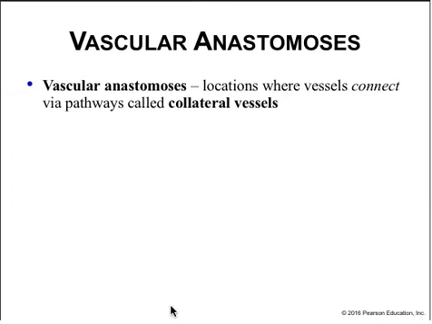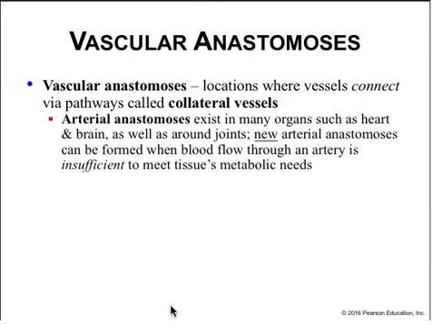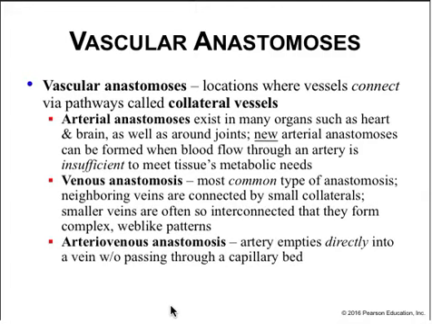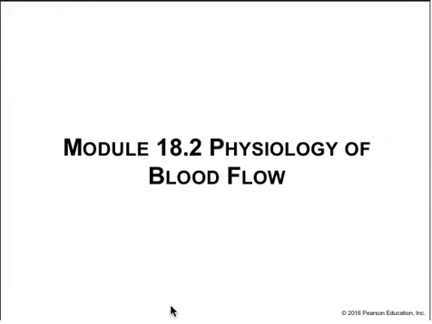Vascular anastomoses are locations where vessels connect through pathways called collaterals. Arterial anastomoses exist in many organs such as the heart and brain, as well as around joints. New arterial anastomoses can be formed when blood flow through the artery is insufficient to meet the tissue's metabolic needs. Venous anastomoses are the most common type. Here, neighboring veins are connected by small collaterals. Smaller veins are often so interconnected that they form a web-like pattern. Arteriovenous anastomoses are where an artery empties directly into a vein without passing through a capillary bed.